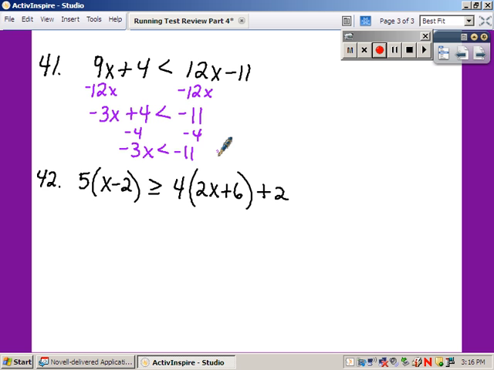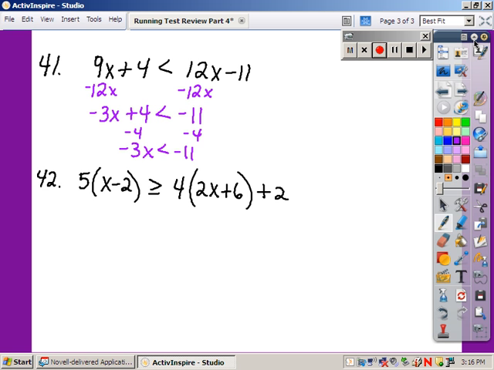Sorry, I gotta back that up. That's not correct. Simple mistake, but it could change the whole outcome of the answer. So negative 11 minus 4 is negative 15.